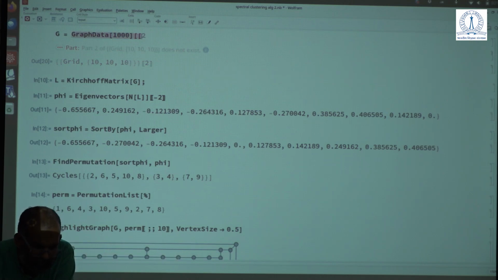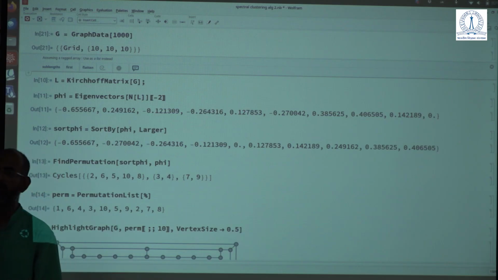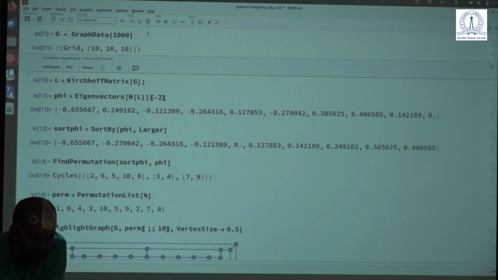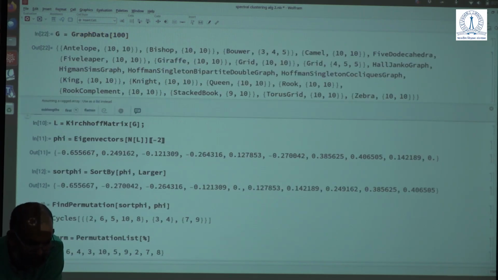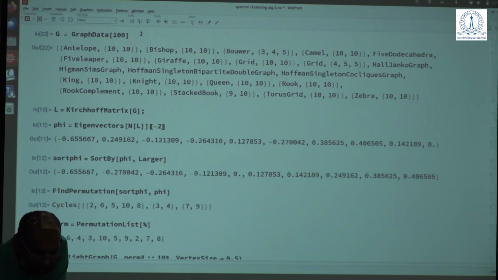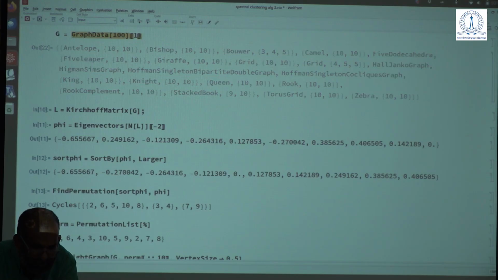Okay, let me just do graph data 1,000. What does it give? Oh, it's only one graph. Maybe try a smaller number than 1,000. Okay, yeah, here it is. So I'll take something. I don't know, what is a giraffe? What's an antelope? Does anybody know? There are some interesting ones. Okay, let's try that.